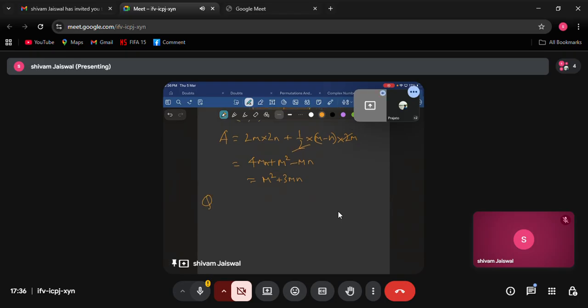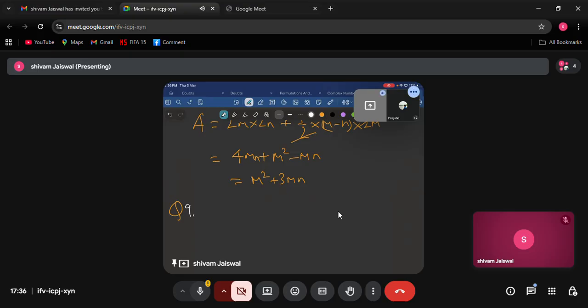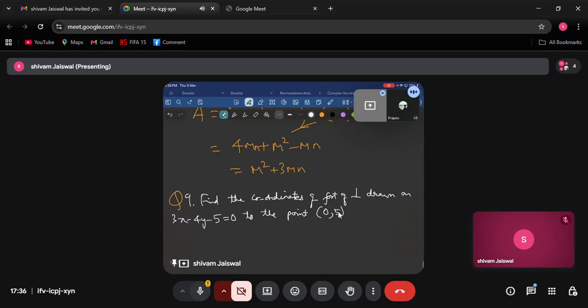Okay, question number 9. Find the coordinates of foot of perpendicular drawn on 3x minus 4y minus 5 equal to 0 to the point 0,5, where straight lines is being moved.